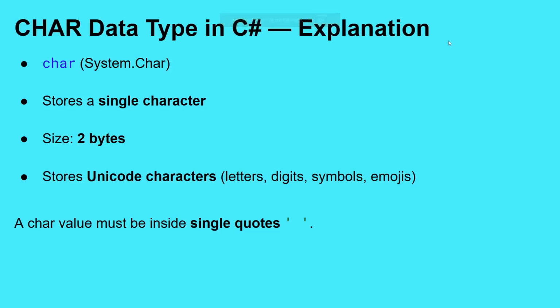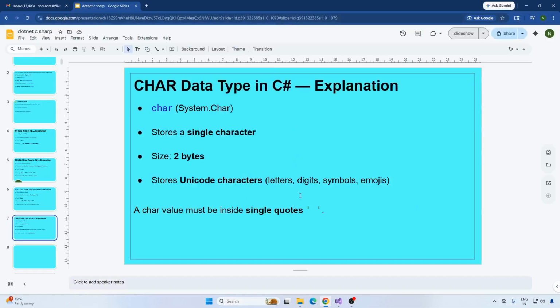Hi friends, today we are going to learn about the char data type in C Sharp. Char is related to the System.Char class. It stores a single character. Size is 2 bytes. It stores Unicode characters, letters, digits, symbols, emojis. Now let's see those in an example.